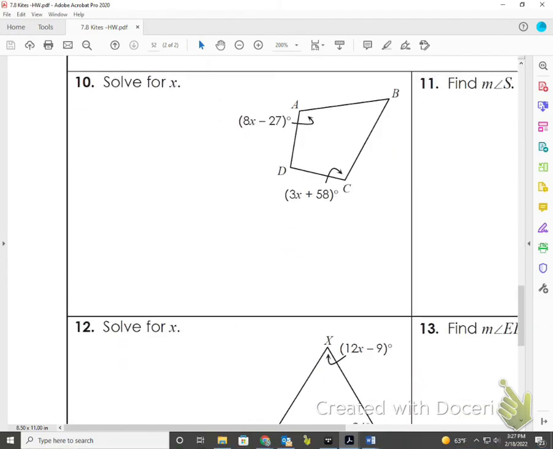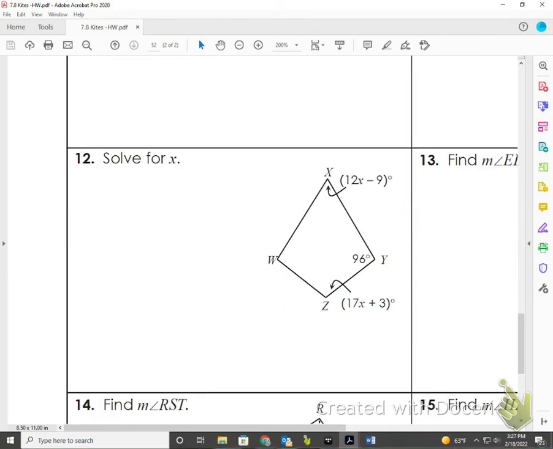So we know that these two are equal, so we just set those equal to each other. If this is 96 and this is 96, they add up to 192. Subtract that from 360, and then that remainder of 187, or whatever it is. It's not that, it's not right. It should be 168. So then we go 12x minus 9 plus 17x plus 3 equals 168.